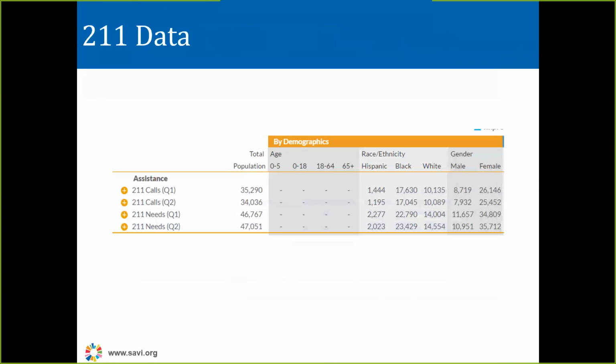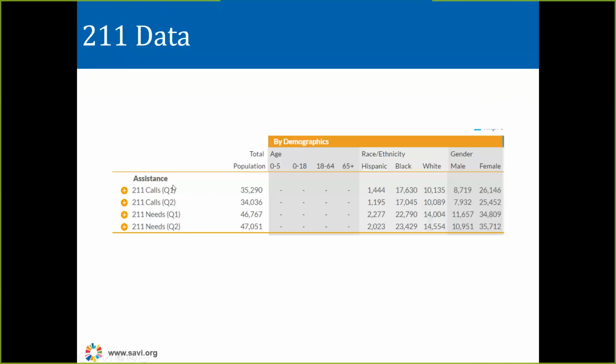So I mentioned that 211 call data. Let me talk about that in a little bit more detail. So Connect to Help tracks all the calls that come in. They know the race and gender of those that call. They know what category they're calling about, and they know if they're able to assist the caller in connecting with an agency that could help their specific need.